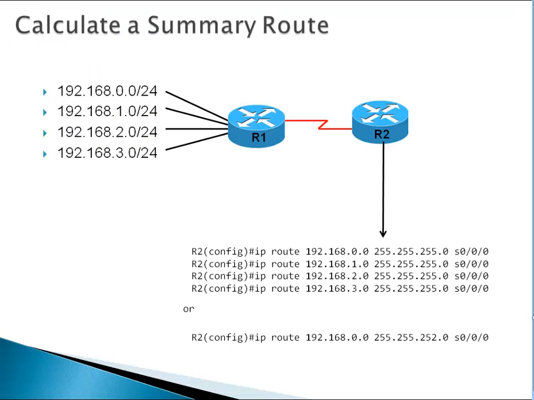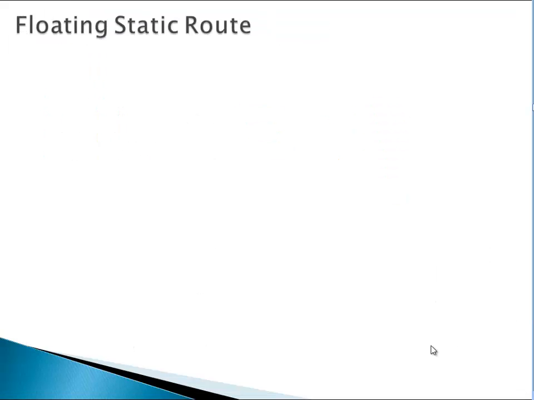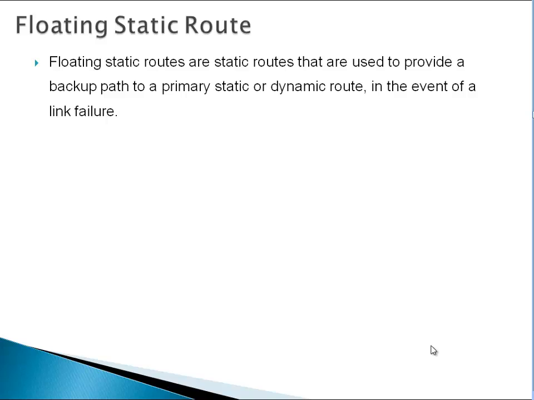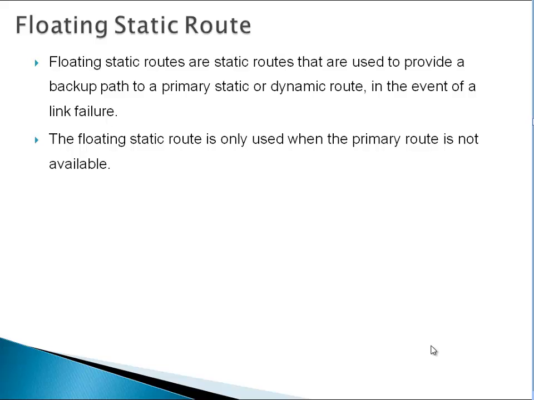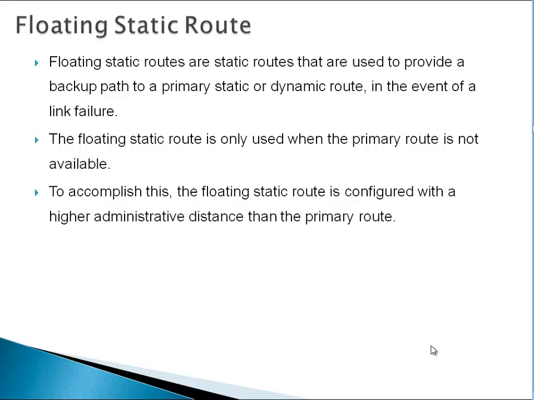So floating static routes. Floating static routes are static routes that are used to provide a backup path to a primary route, a primary static or dynamic route, in the event of a link failure. The floating static route is only used when a primary route is not available. To accomplish this, the floating static route is configured with a higher administrative distance than a primary route.